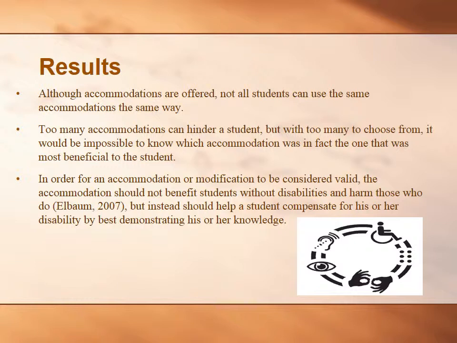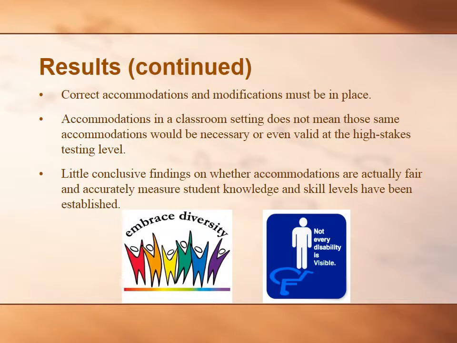In order for an accommodation or modification to be considered valid, the accommodation should not benefit students without disabilities and harm those who do, but instead should help a student compensate for his or her disability by best demonstrating his or her knowledge. Although it is important to have accommodations and modifications in place prior to high-stakes testing, it is vital to have the correct accommodations and modifications in place.